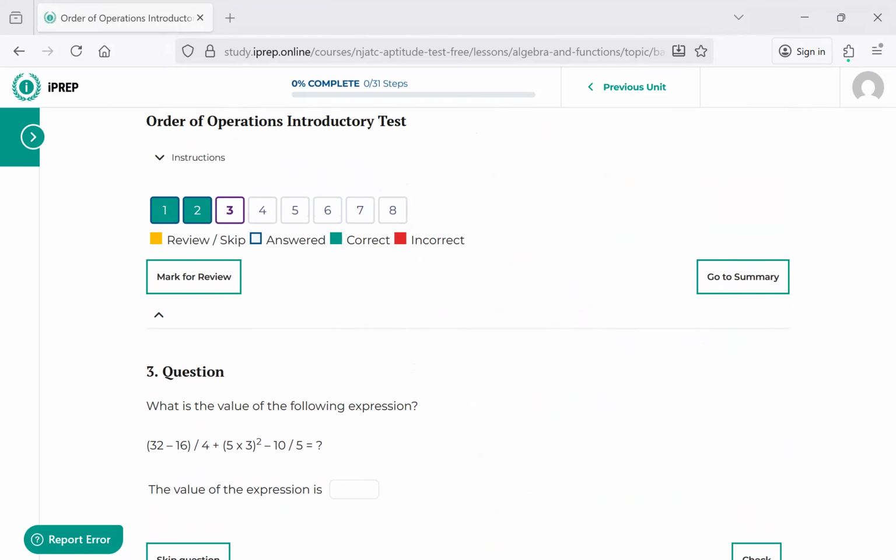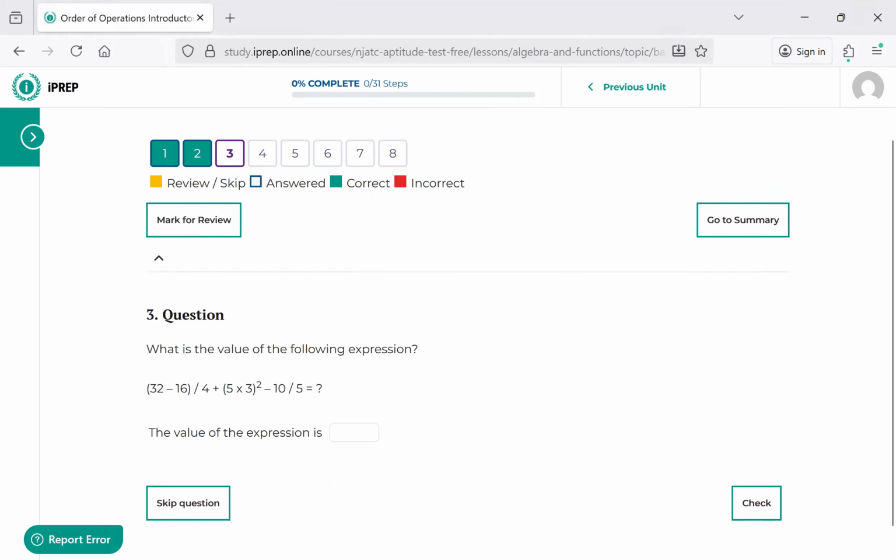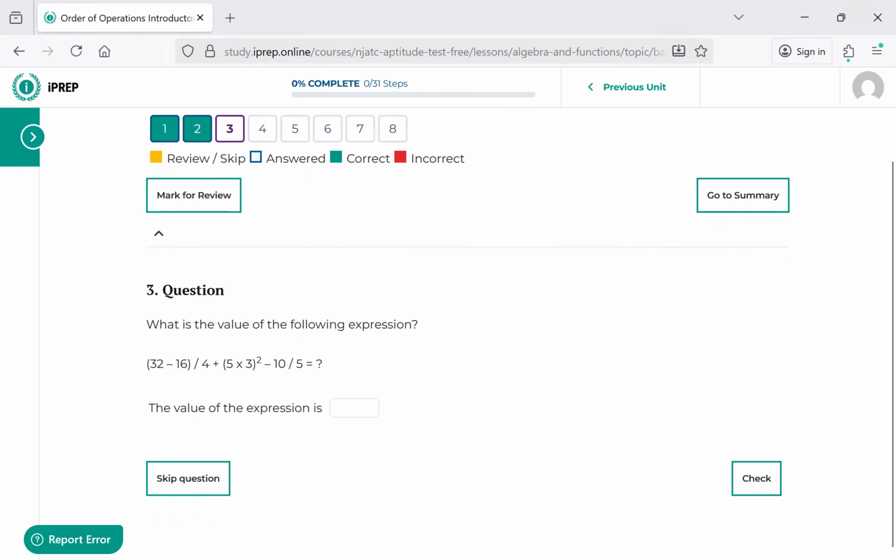Okay, let's move on to question 3. Let me scroll down a bit. Hope you can see that okay. PEMDAS number question 3, we have parentheses 32 minus 16, parentheses all over 4, plus parentheses 5 times 3, parentheses squared minus 10 over 5.